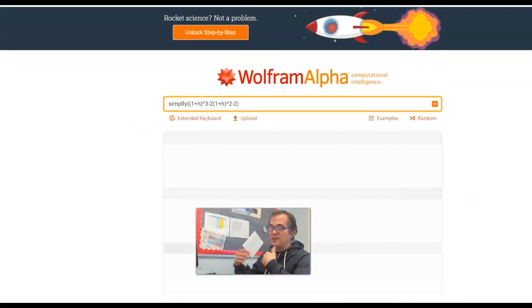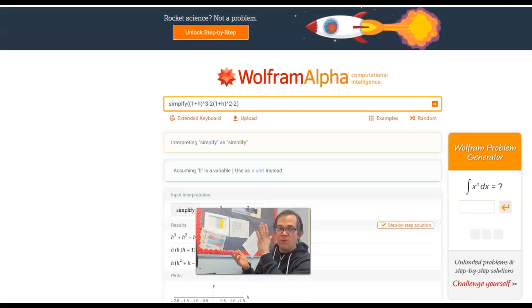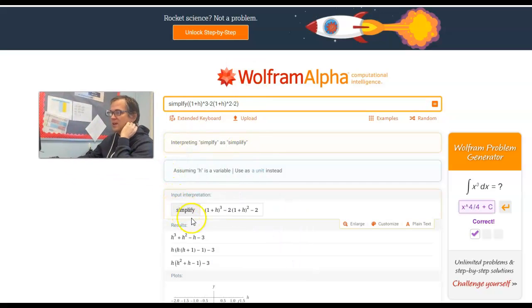And if you made your parentheses wrong or did things that looked wonky, Wolfram Alpha will tell you this is confusing. But if you do it all the way you're supposed to do it, it'll tell you what it thought you were trying to do. And then it'll tell you several versions of the answer. We want the best version of the answer: h cubed plus h squared minus h minus 3.